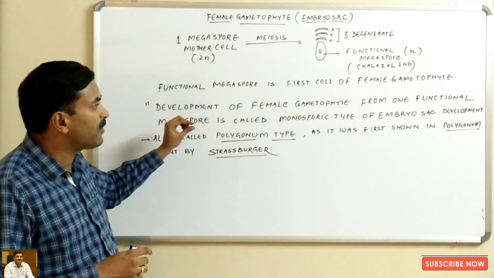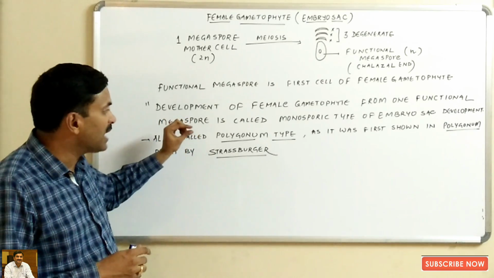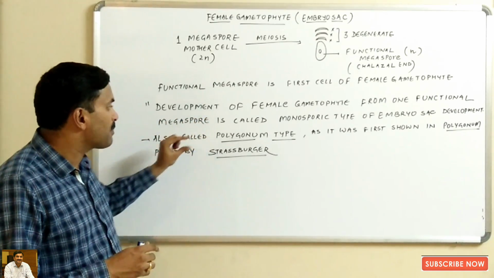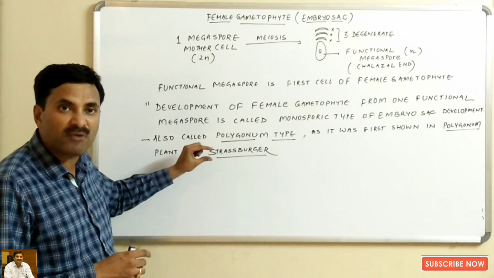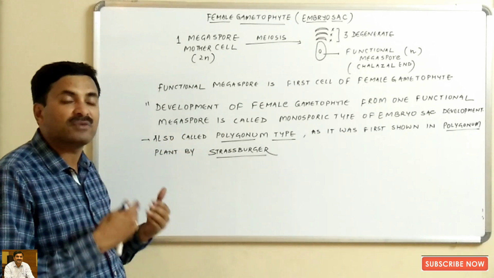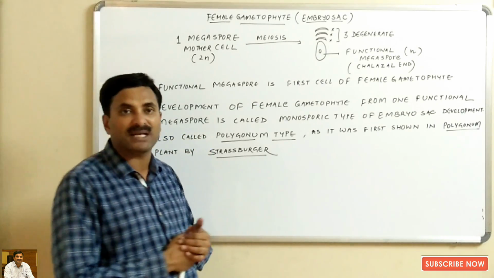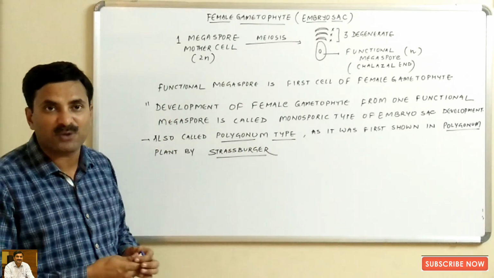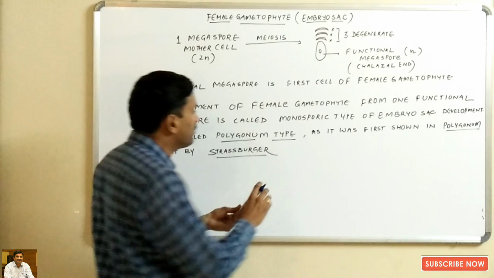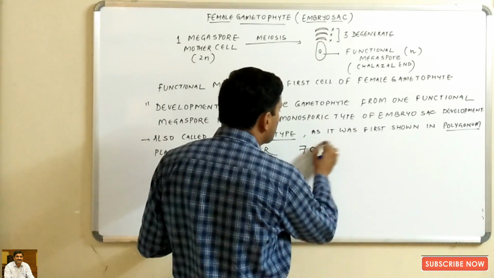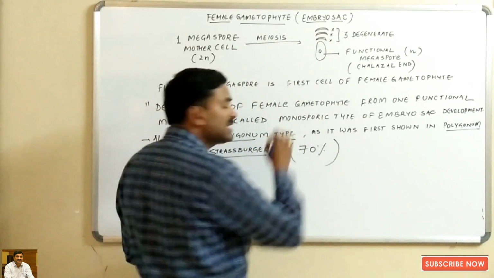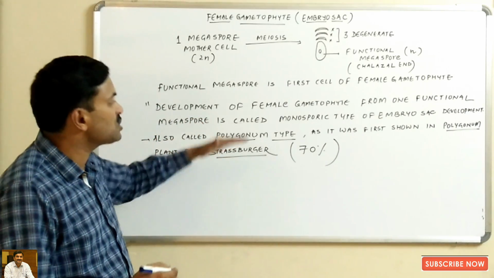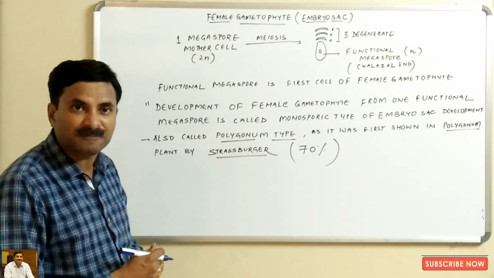This type of embryo sac development was shown in the Polygonum plant by a scientist known as Strasburger, and hence this monosporic type of embryo sac development is also called the Polygonum type of embryo sac development. This Polygonum type is present in 70% of cases, or we can say that in 70% of plants such type of embryo sac development occurs.